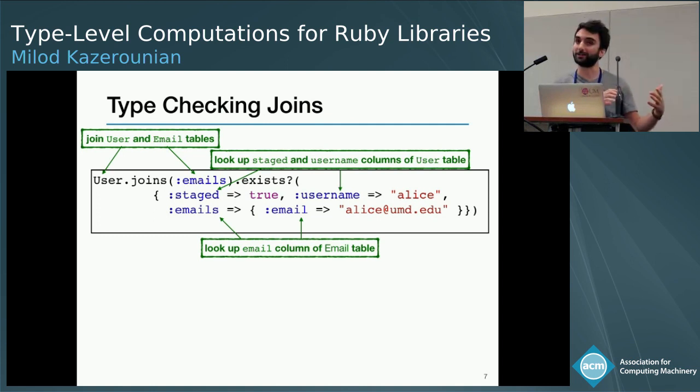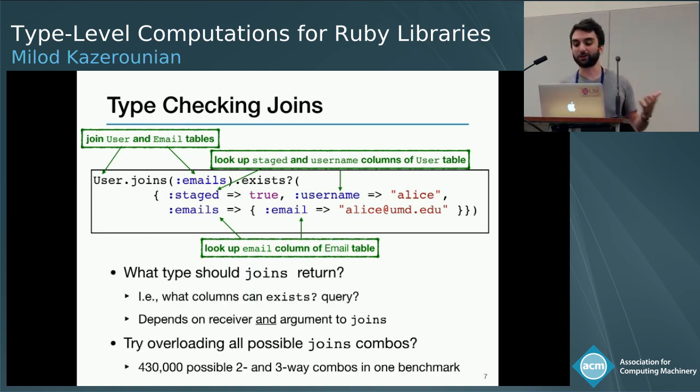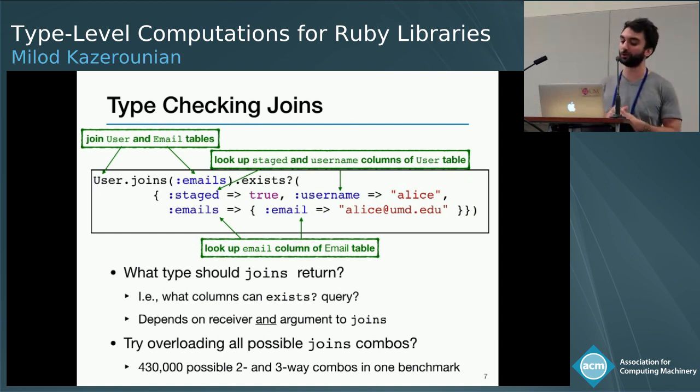So that overloading exists approach we just saw isn't going to work in this case because we're looking up columns in multiple tables. And so the question now is really what type should joins return, and in particular, what type should it return such that we can check that the columns and the values in the exists query are correct.